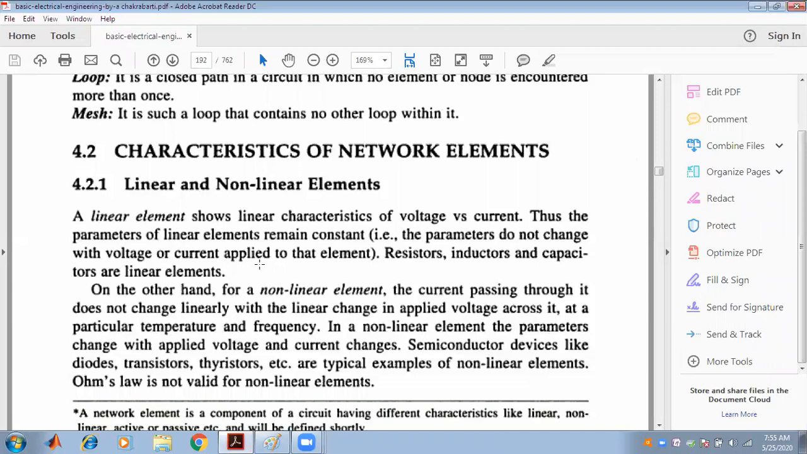On the other hand, for a nonlinear element, the current passing through it does not change linearly with the change in applied voltage across it at a particular temperature and frequency. In a nonlinear element, the parameters change with the applied voltage and current. Semiconductor devices like diodes, transistors, thyristors, etc. are typical examples of nonlinear elements. Ohm's law is not valid for nonlinear elements. So this is the basic concept of linear and nonlinear elements.